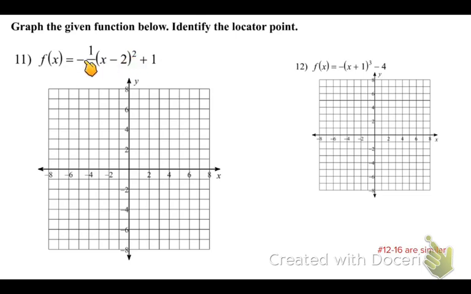The negative in the front indicates that we have a reflection over the x-axis. The 1/2 is a compression. This is going to be a compression of 1/2. This 2 inside the parentheses is going to indicate a shift to the right. -2 shifts to the right 2 units. And this +1 on the outside of the parentheses is a shift up 1 unit.